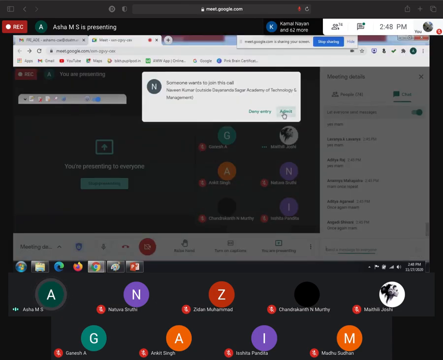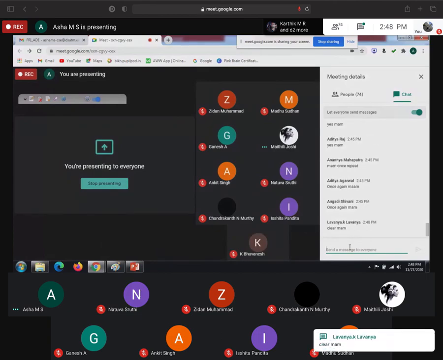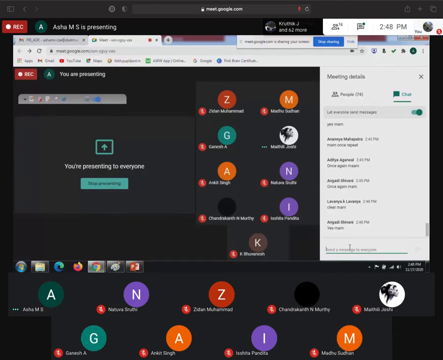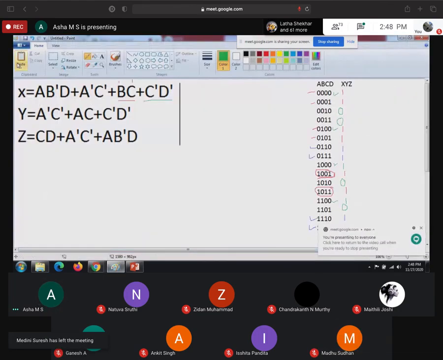Guys, clear or is anyone still having doubt? Aditya, Shivani, and Ananya, have you cleared or do you still have doubts? Yes. So fill for Y and Z similarly.